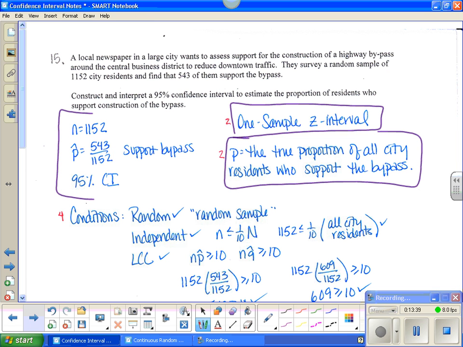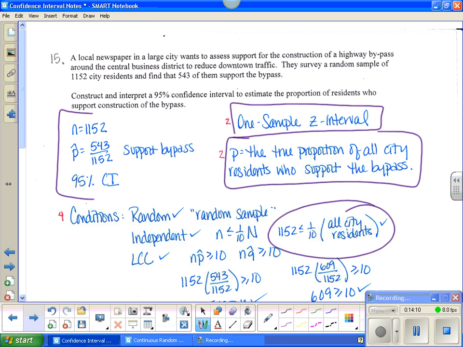Conditions, random. It says that it's a random sample. Independent. Now, what are we assuming here? That there are 11,520 residents in this city. That's what I'm assuming. And if you want to write that off to the side, that's just awesome. Because I don't know if this is true. This could be a tiny city. Okay. Well, definitions of large can vary.